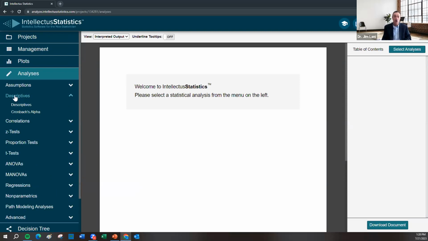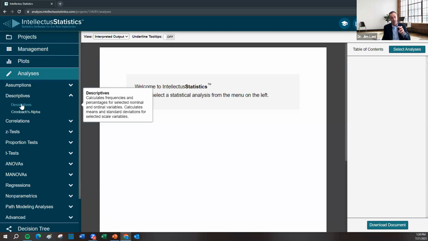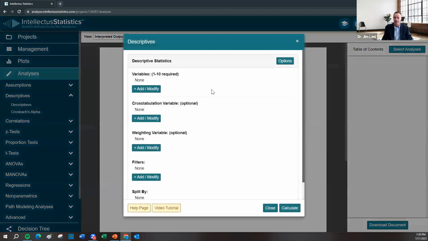So let's just go to descriptives first. And then you can just select descriptives. You can see that scroll over. These are support mechanisms put in to help validate that, hey, I'm doing the right thing. I want frequencies and percentages and means and standard deviations on my data. I just want to describe my data. So you can select that.